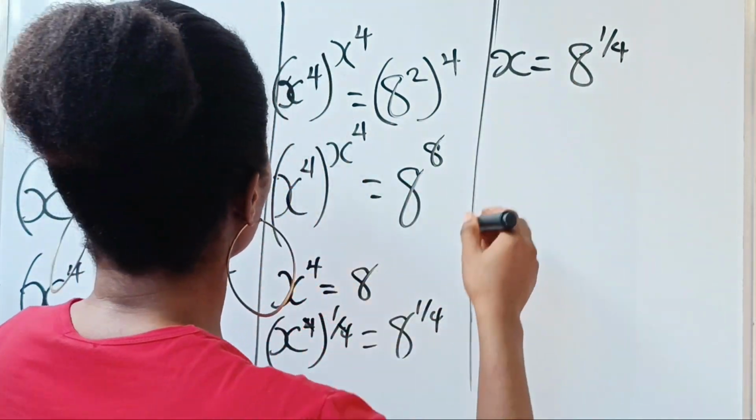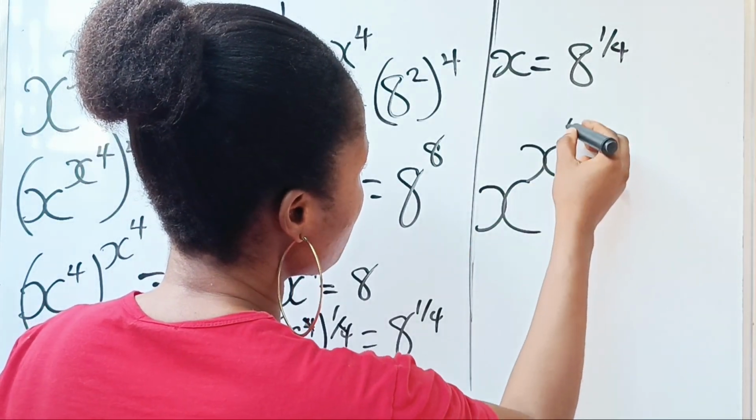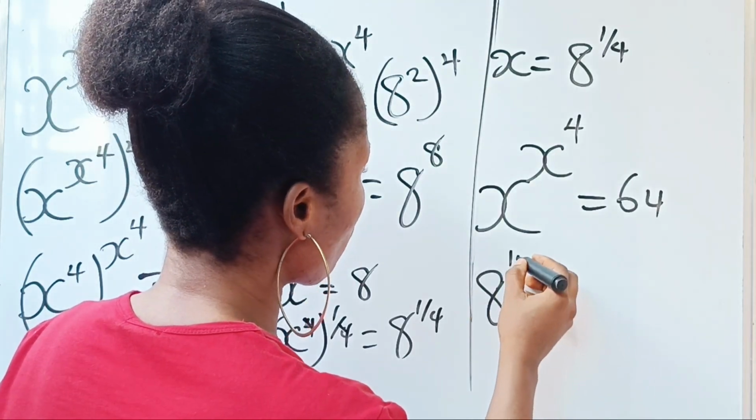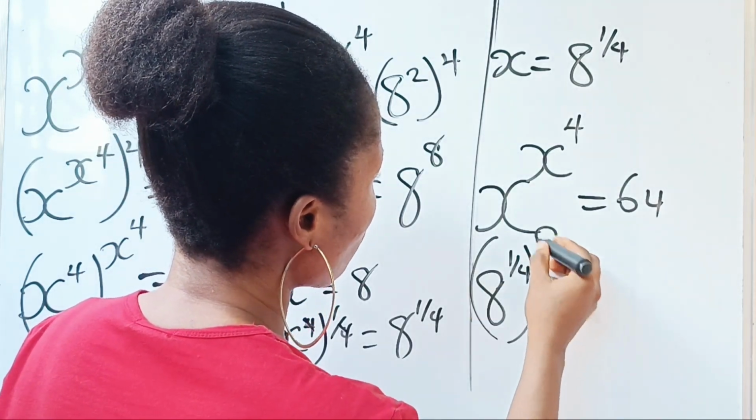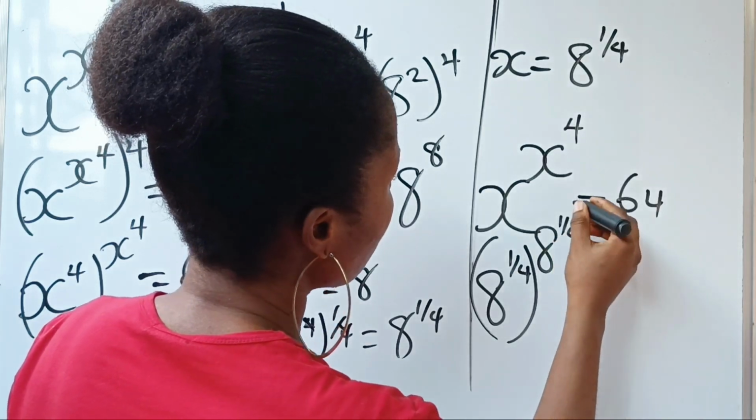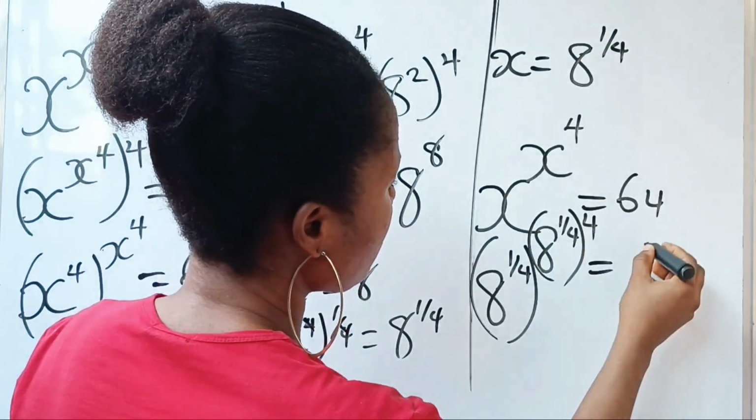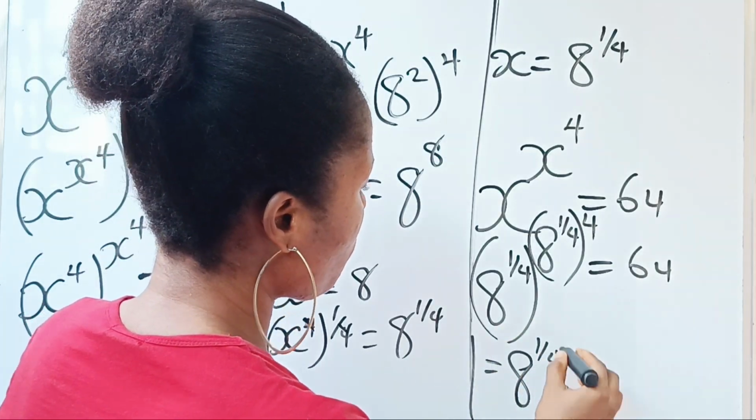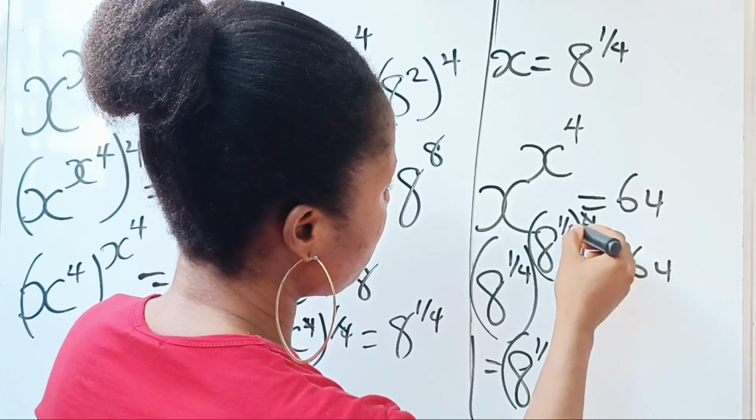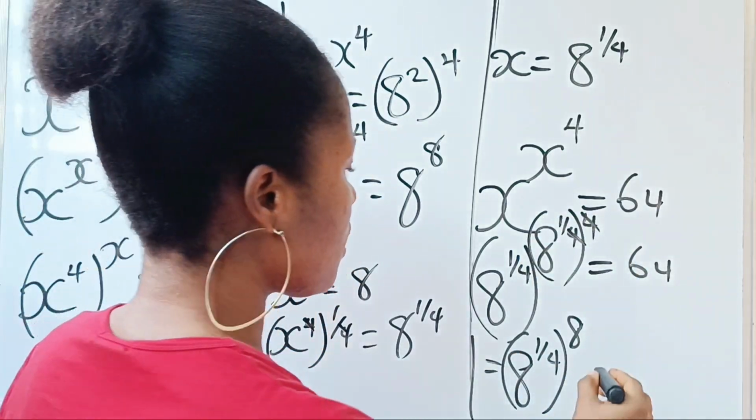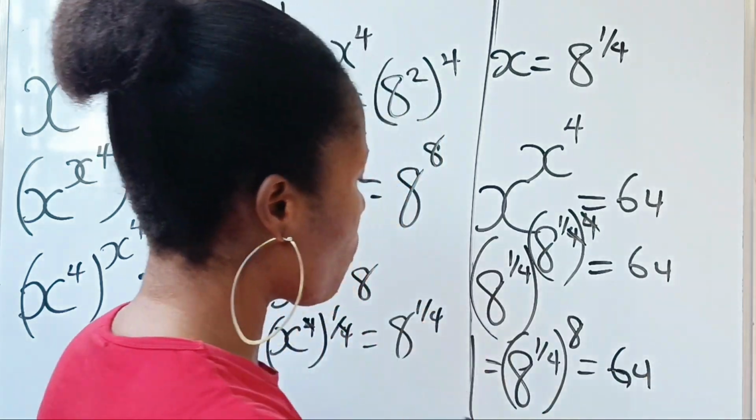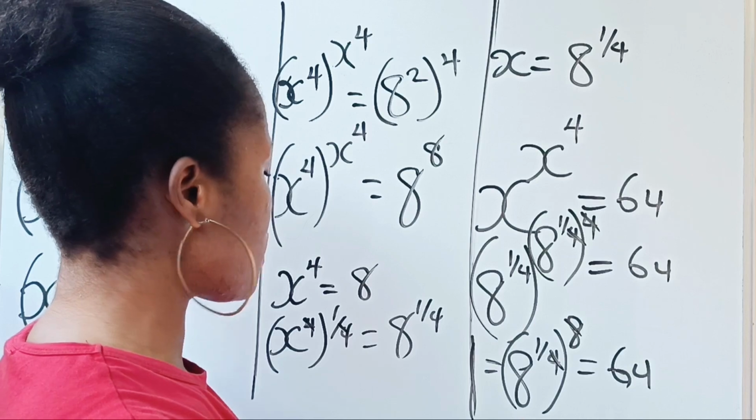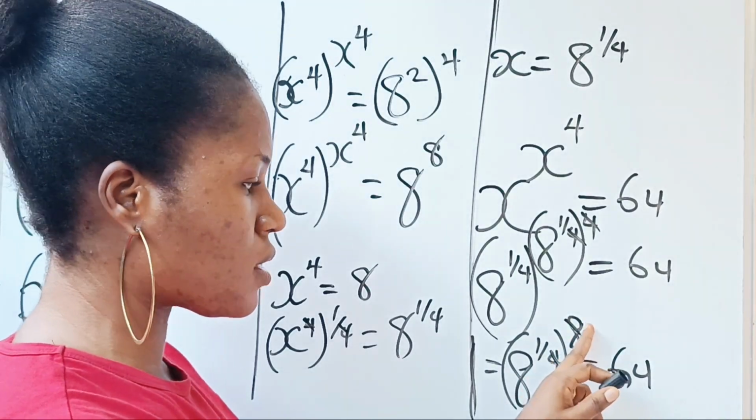Now let's prove this. The question says x raised to the power of x raised to the power of 4 is equal to 64. So our x is 8 to the power of 1 over 4, right? Raised to the power of 8 to the power of 1 over 4 raised to the power of 4 is equal to 64. Now we have 8 to the power of 1 over 4 raised to the power of, this we divide this, we have raised to the power of 8, right? Is equal to what? 64. Now note that when you have 2 powers, you can actually multiply them together. So this is the same thing as 8 to the power of 1 over 4 times 8, which will give us 2.